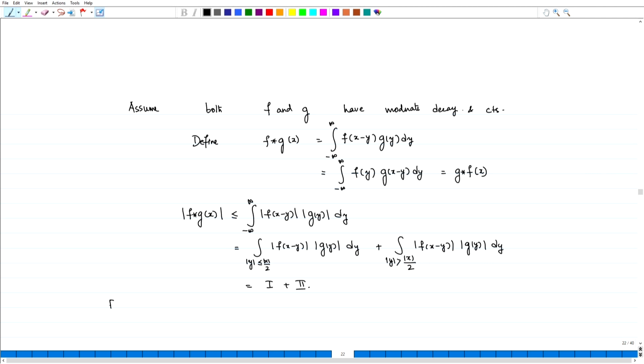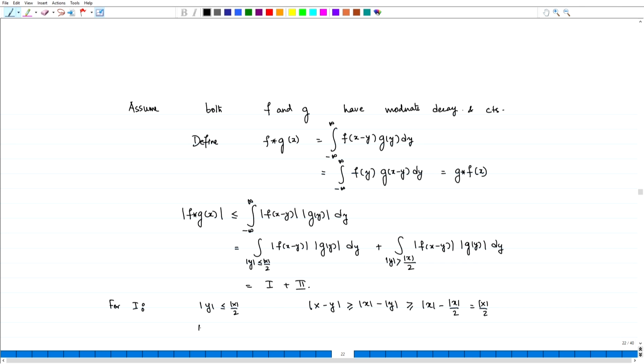Now, for 1, mod y is less than or equal to mod x by 2. Now, mod of x minus y is greater than or equal to mod x minus mod y. Now, minus mod y is greater than or equal to minus mod x by 2. So, this is greater than or equal to mod x minus mod x by 2, which is equal to mod x by 2.